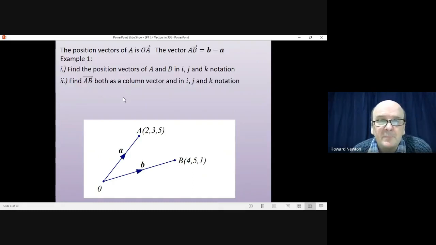Okay, let's have a look at an example. Let's say the position vector of A is OA, and the vector AB is b minus a. Find the position vector of A and B in i, j and k notation, and then find the vector AB, both as a column vector and in i, j and k notation. This isn't really adding very much to anything you've done before, so don't overcomplicate it. It is straightforward. Have a go, pause the video, come back to me when you're ready.